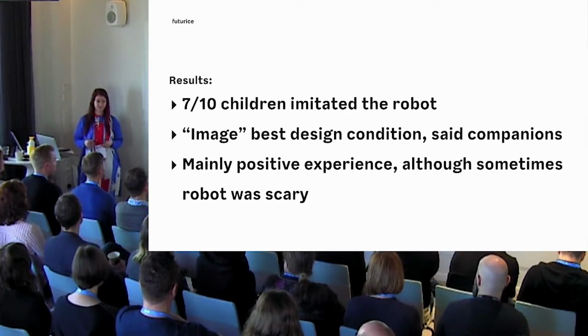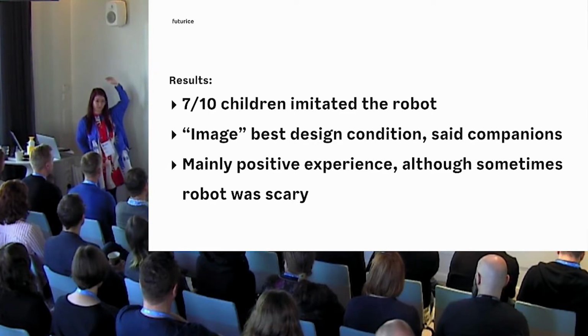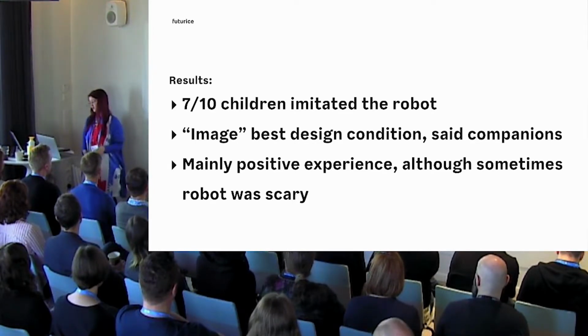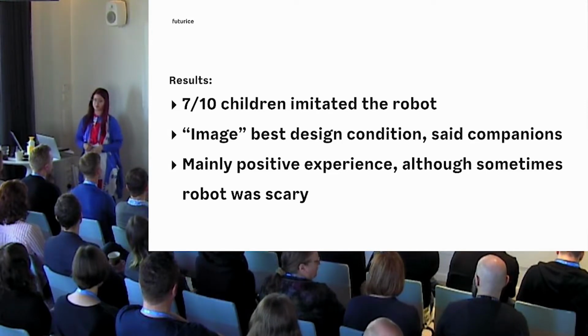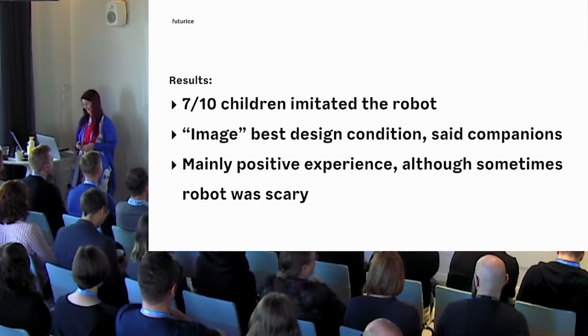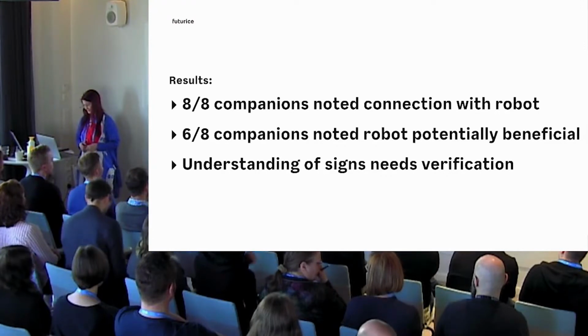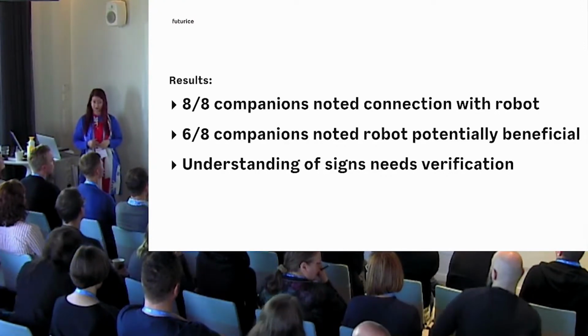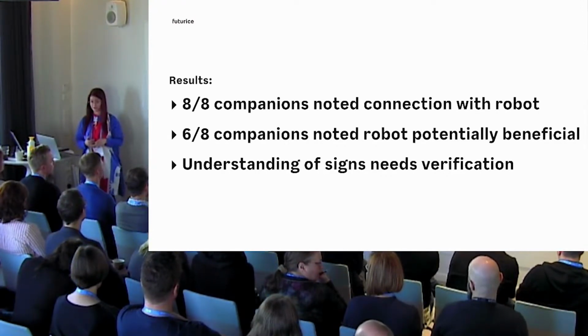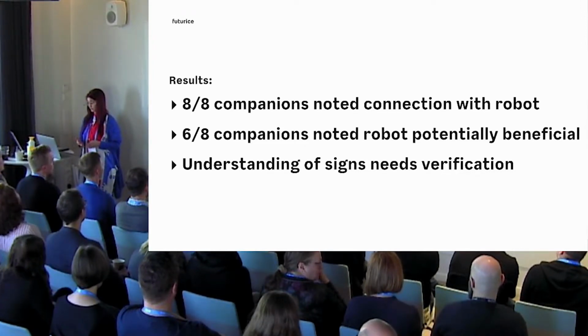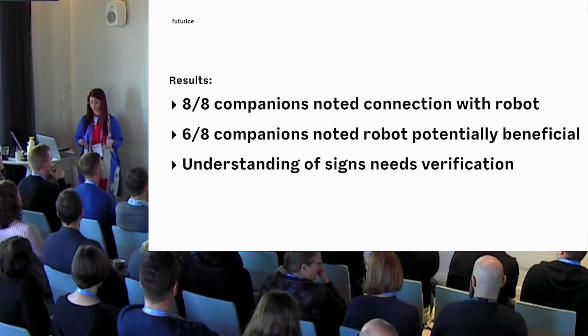So it's a human-sized torso. It's bigger than me. It's like an adult man-sized. So I think maybe that should be made a little bit cuter for children in the future. All of the companions said that they thought that the children had a connection with the robot. And most of them said that the robot could be beneficial in the future.